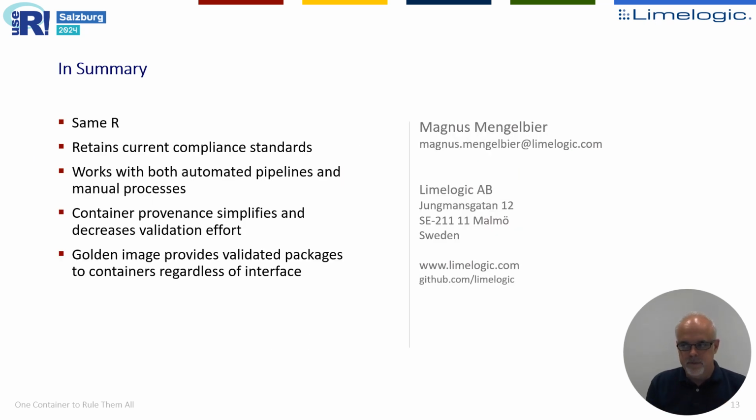So in summary, it's the same R. We haven't had to change anything when it comes to R. We can retain the current compliance standards and processes that we already have. It works with both automated pipelines and manual processes. And we can use container provenance to simplify and decrease the validation effort. It's something that we cannot do with traditional server architectures, where it's very difficult to do. And also, that golden image would provide validated packages to containers regardless of what interface they use.